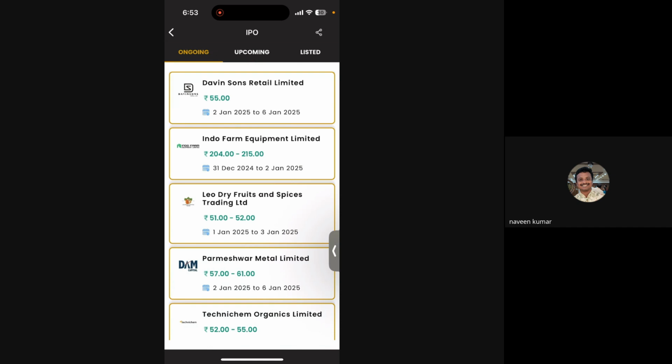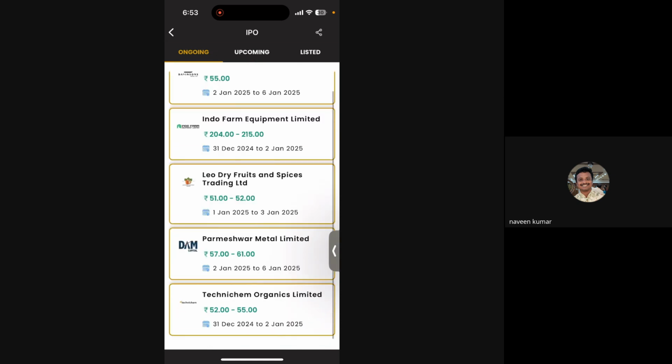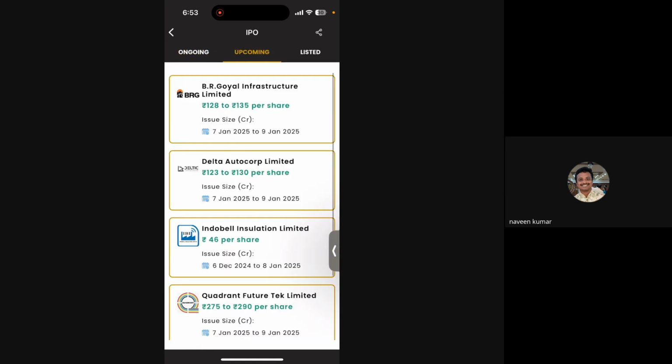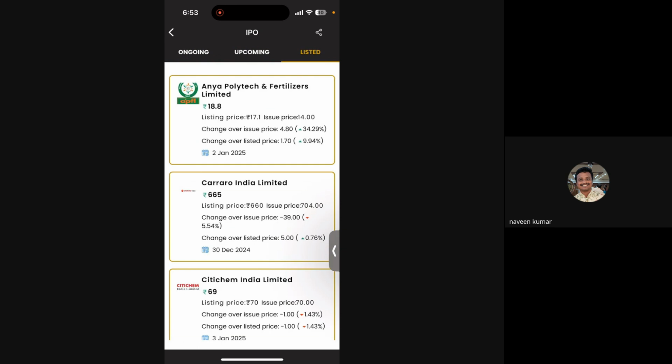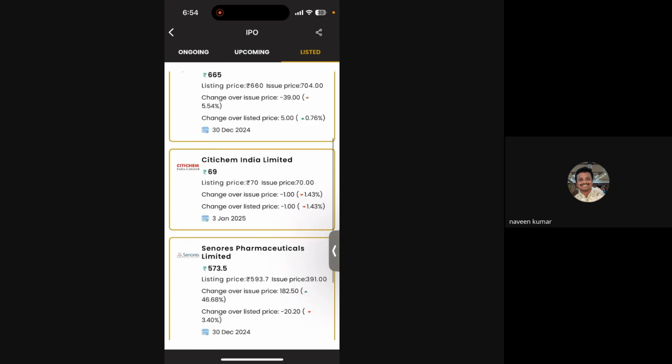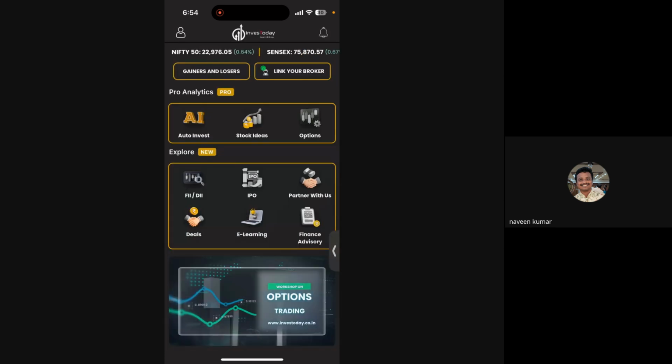And if there is any new IPO, you can come to the IPO section, see what the ongoing IPOs are, and check out the upcoming IPOs also here, and how the already listed ones have been performing. Change over the issue price is 34% for one of them, and you can check how the others have been performing. You can check out all these things for free.